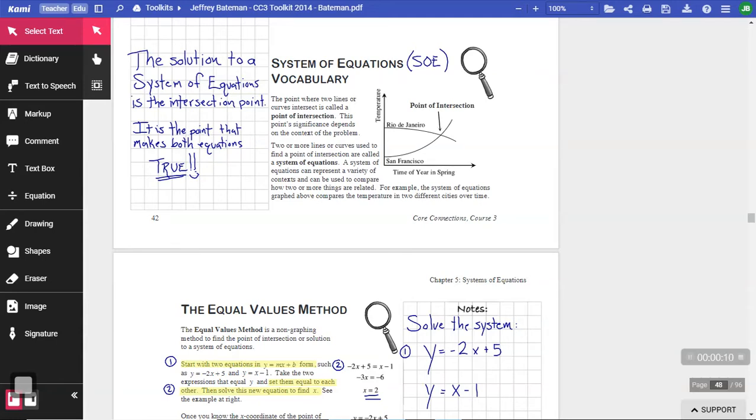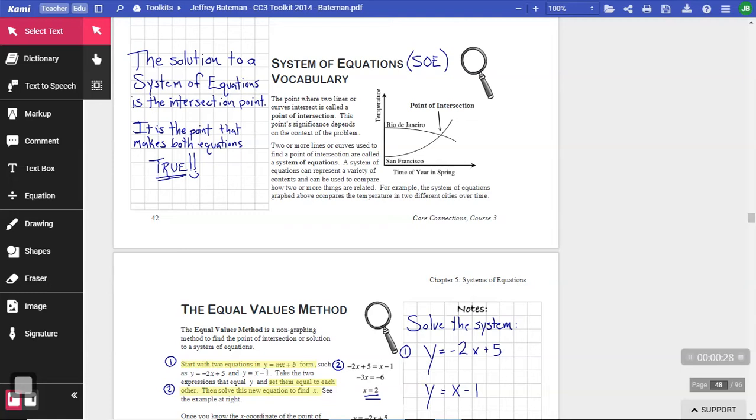I'm looking at my toolkit entry here. Mine is at the bottom of page 42. Again, yours might be a little bit earlier than that in your toolkit if you have one of the newer ones. But we're looking at systems of equations vocabulary to talk about what a system of equations is. Feel free to pause the video at any time if you want to copy down the notes that you're seeing.